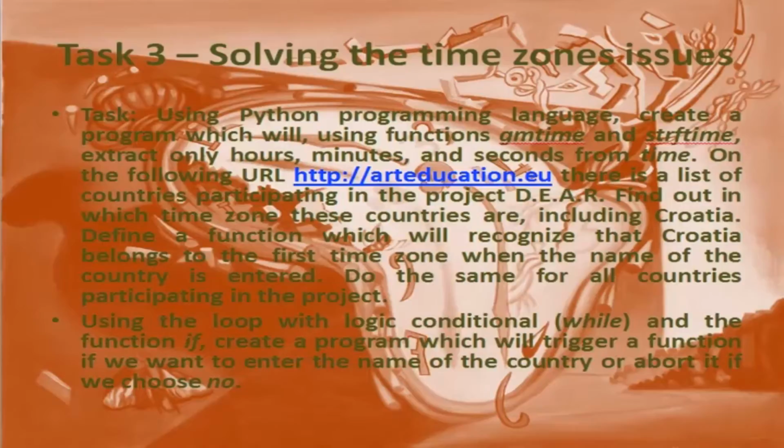The name of the third task was solving the time zone issues. The team had to write a program which will, using functions gmTime and strftime, extract only hours, minutes, and seconds from time. Then, the students had to define a function which will give the exact time in each of the participating countries according to their time zone.